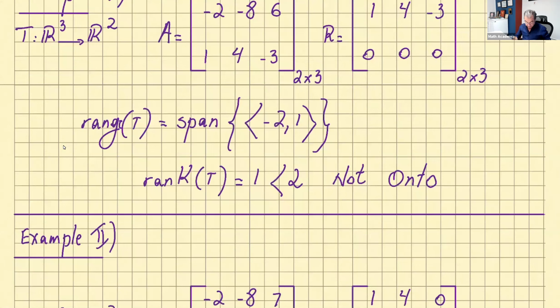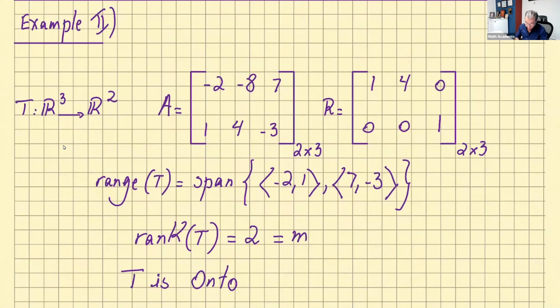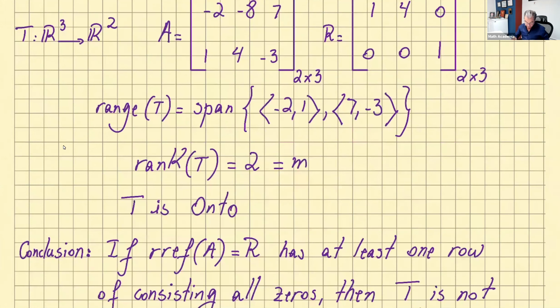Second example is pretty similar. However, we have 2 pivots here. So the corresponding columns are the first one and the third one. The range is the span of these 2 vectors. Therefore, the rank of T is 2, which is m. So this transformation is onto.